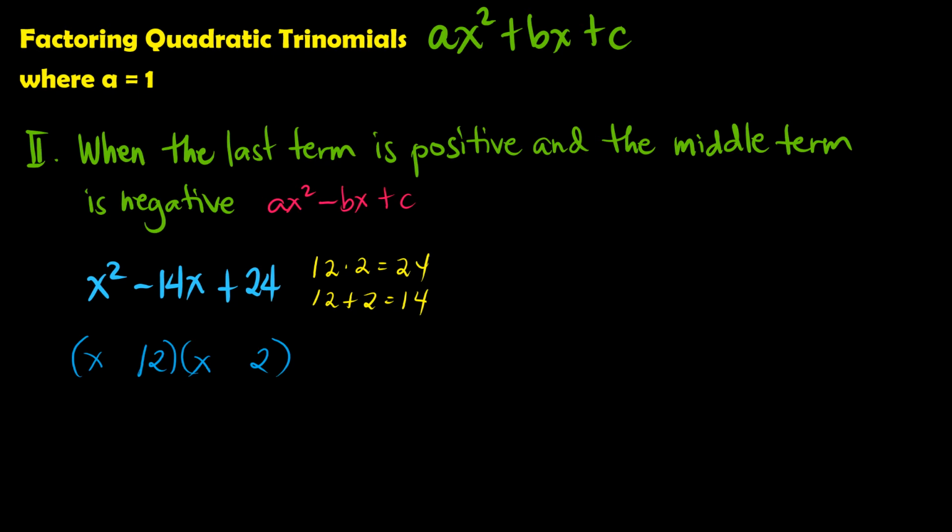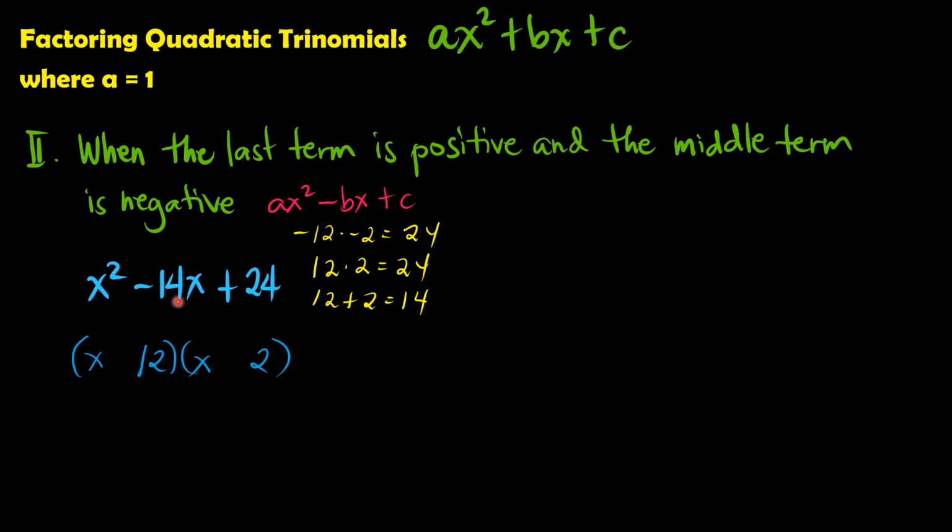So, balikan natin to. When you have positive 12 and positive 2 multiplied, we'll get positive 24. Same as when you have negative 12 times negative 2. You will also have positive 24. Ngayon, ang kailangan natin is to generate a negative 14. Paano tayo magkakaroon ng negative 14?